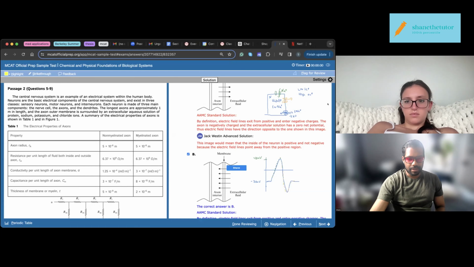Yeah. But okay, so we see that the axon is part of the neuron, right? Yes. And so the inside of the neuron is negative, right? Uh-huh. And the outside is positive. Yes. And electric field lines go from positive to negative. So B shows those electric field lines. Okay, I get it. Yeah. All right.